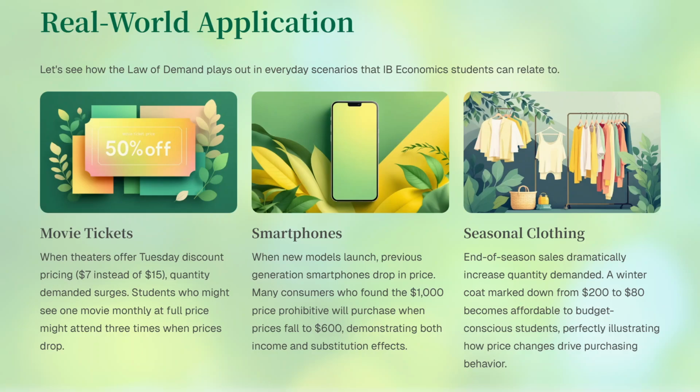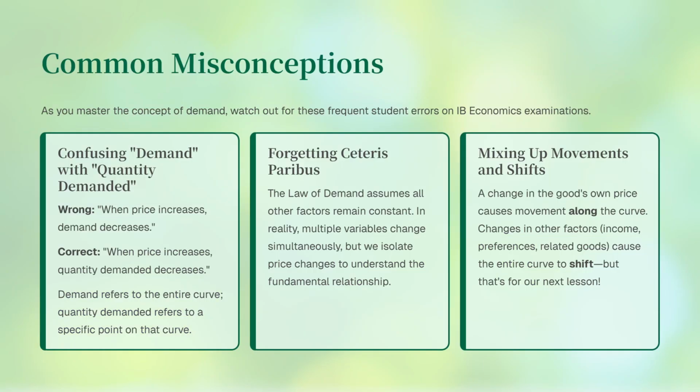Let's see now three common misconceptions. Confusing demand with quantity demanded. Wrong: when price increases, demand decreases. Correct: when price increases, quantity demanded decreases. Demand refers to the entire curve. Quantity demanded refers to a specific point on that curve.